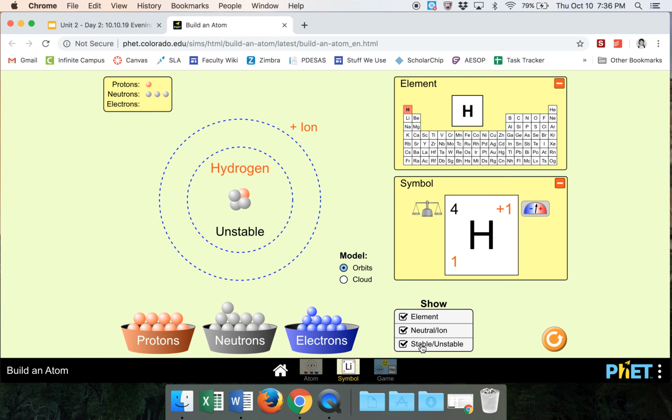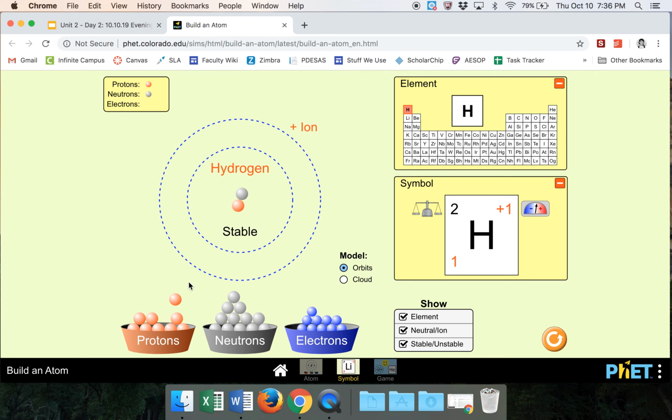Oh, I also didn't click this. So it also tells us if the element is stable or unstable. So those are the two things that neutrons do. It adds to the atomic mass, and it also makes it stable or unstable.